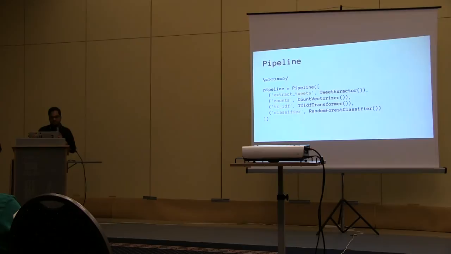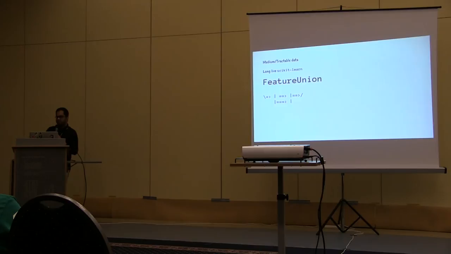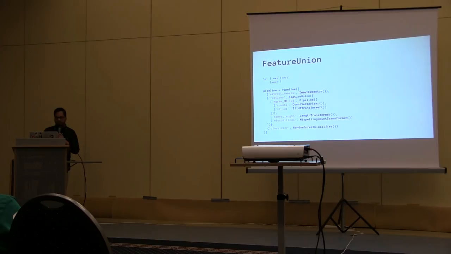Sometimes the only challenge here is that, because it goes sequentially, you would probably want to build features in parallel. You want to exploit multi-core options, and that's where feature union comes into the picture. It does exactly the same thing, so you can have multiple pipelines going together. This is an example where you would have feature union doing three things together.